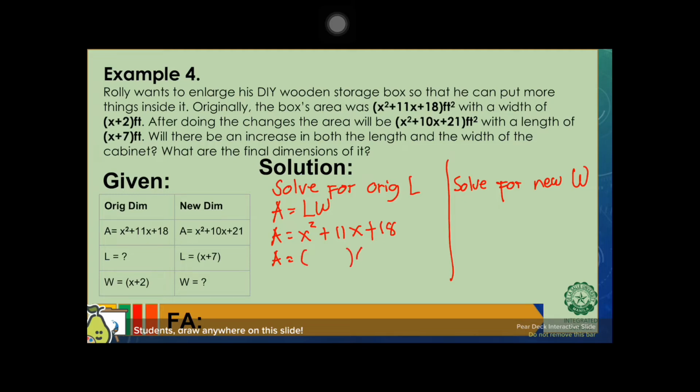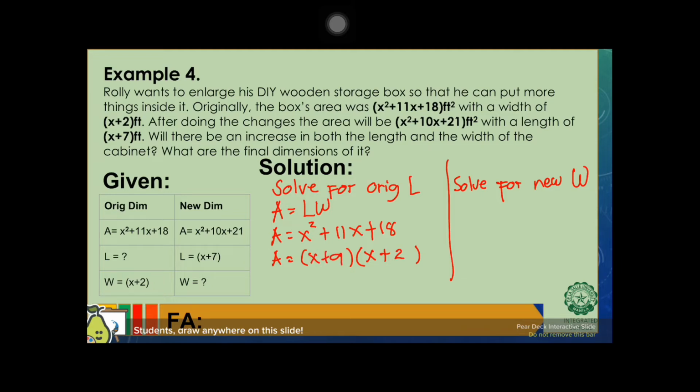Since we have a PSP, the factors of that would be two binomials. One of the factors is already given, which is the width, x plus 2. We're supposed to look for the length, so you need to think of a binomial that, if you multiply it by x plus 2, the width, you'll get the PSP. So you simply get the length value, which is x plus 9.